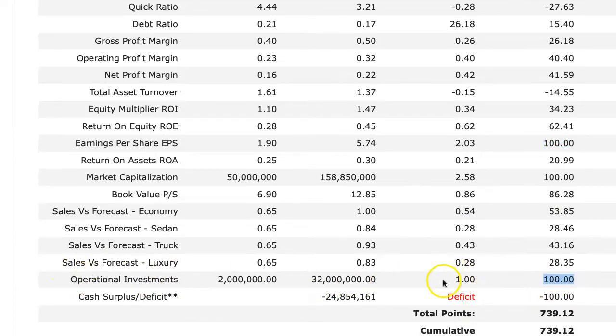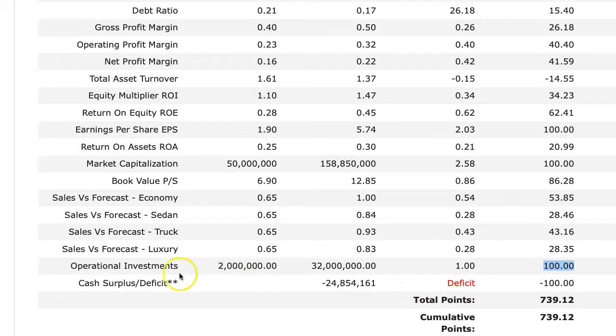I had 100% investment, but I had a budget deficit. So I had a surprise budget deficit where I lost 100 points. Overall, 739 points is very good for round one. It would have been 900 points if I didn't have a budget deficit or cash deficit, which I'll explain how that happens later.